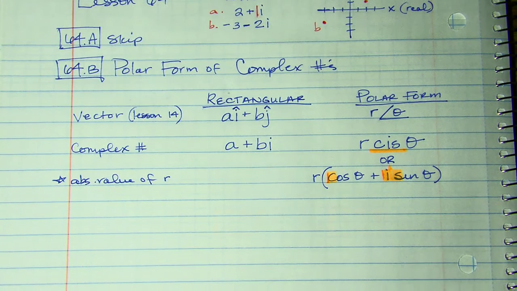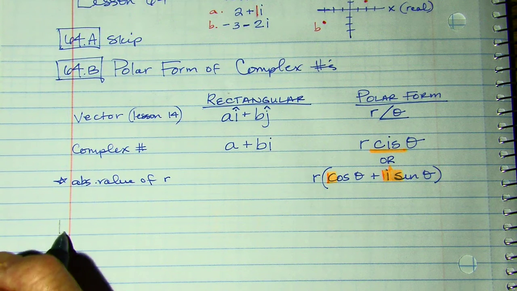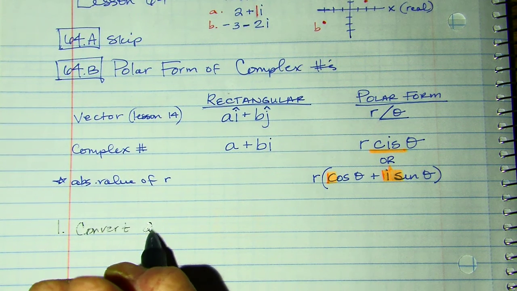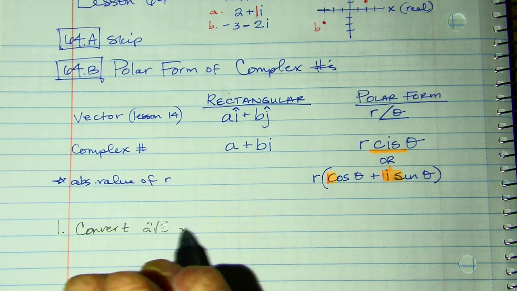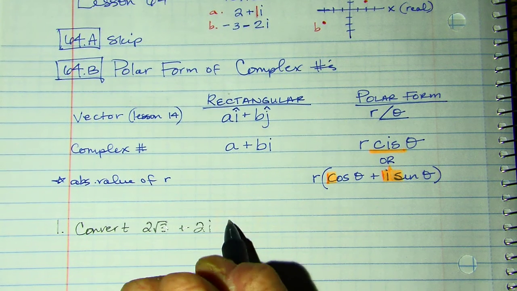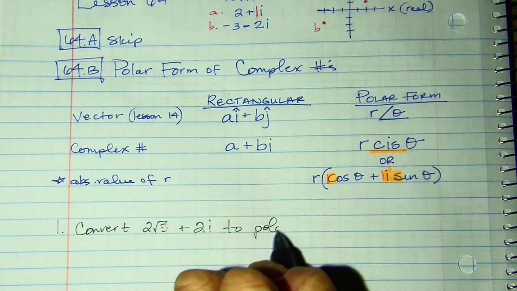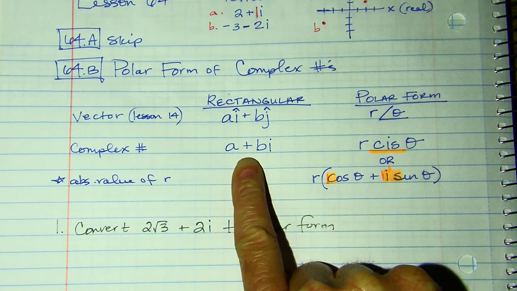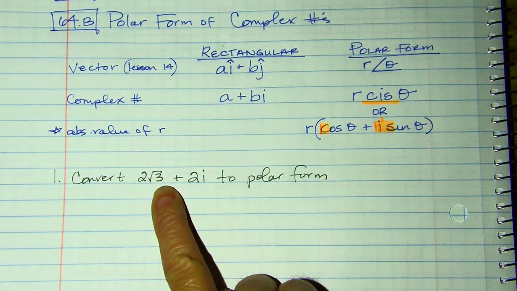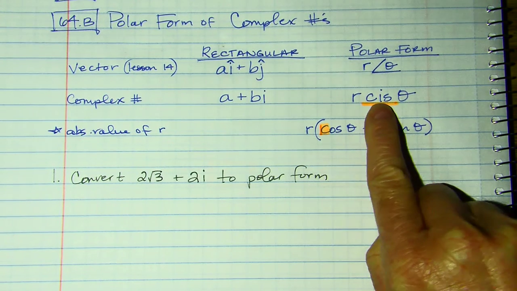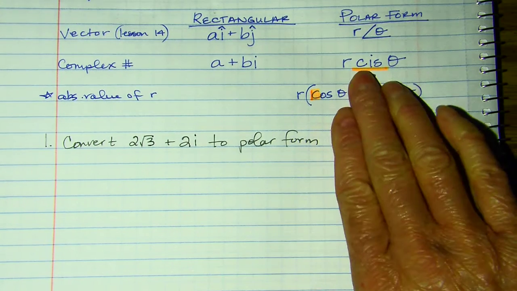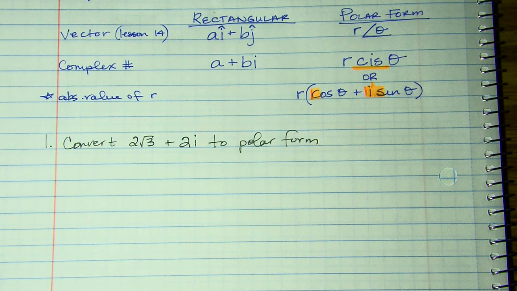In our first example, I'm going to convert 2 root 3 plus 2i to polar form. So I'm starting with complex form, right? I have an a and I have a real and an imaginary, and I'm going to convert it so my final answer is going to look like this, r cis theta. All right, and remember that abbreviates cosine, i, sine.